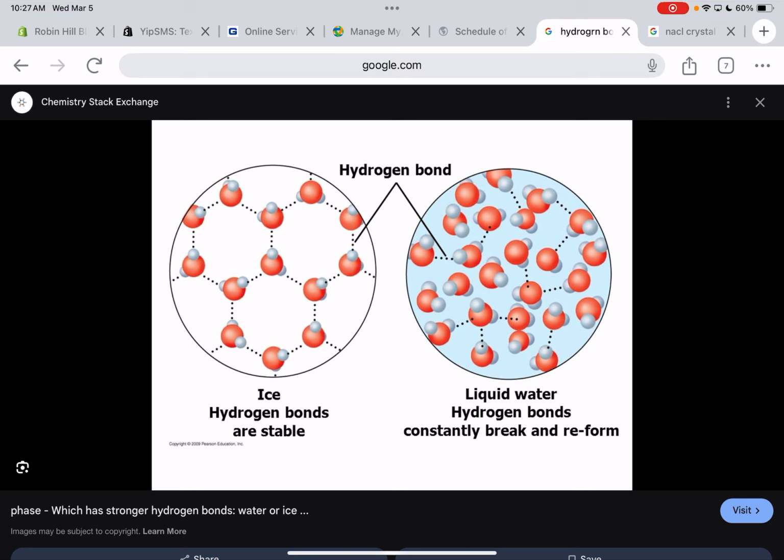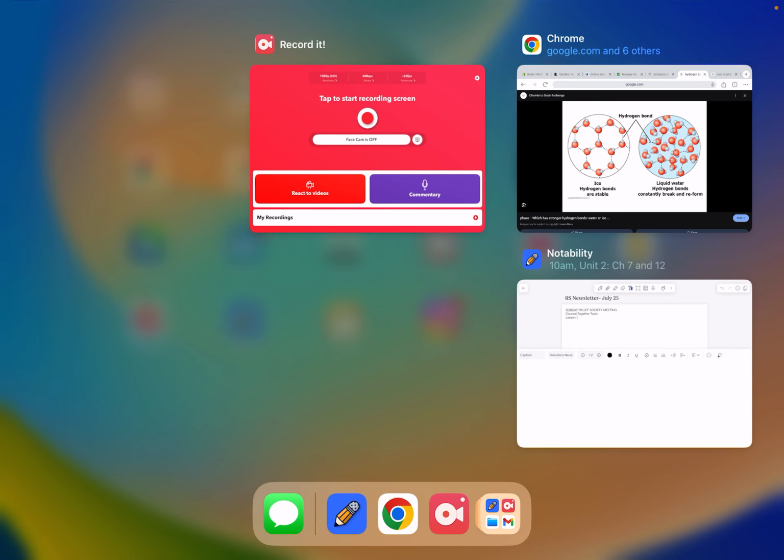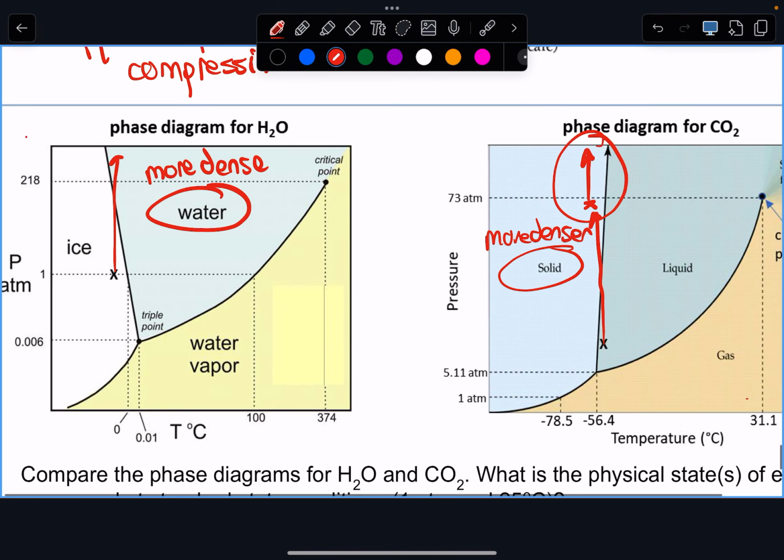So when you start to compress them, you can get rid of some of that empty space, and the water molecules still interact, but they're also free to move around and form those interactions with neighboring molecules. And so that is why ice floats, why it's less dense than water is.